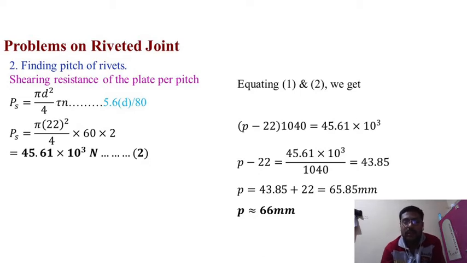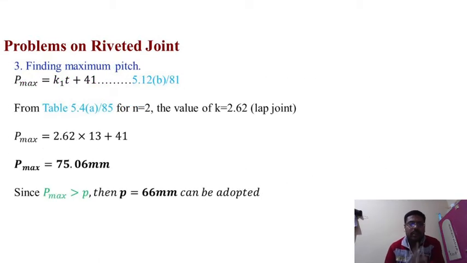Then P is equal to 43.85 plus 22, which is equal to 65.85 mm. The pitch of the rivet is equal to 66 mm. This is rounded off as the answer. This is the pitch value of 66. Then finding the maximum pitch.